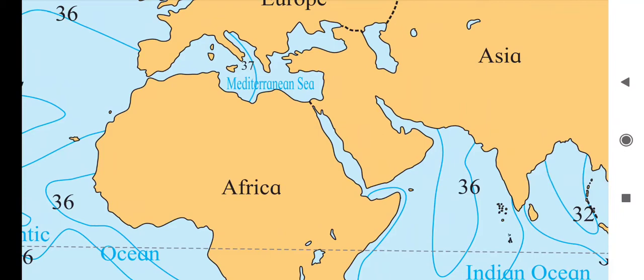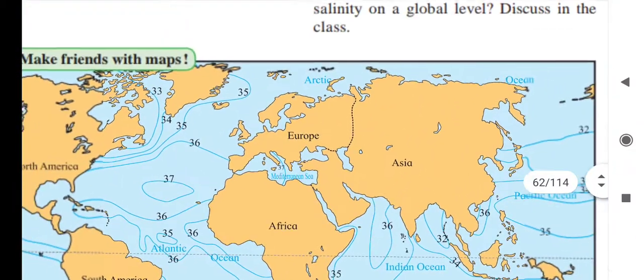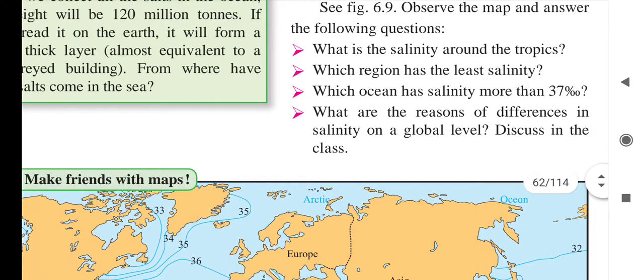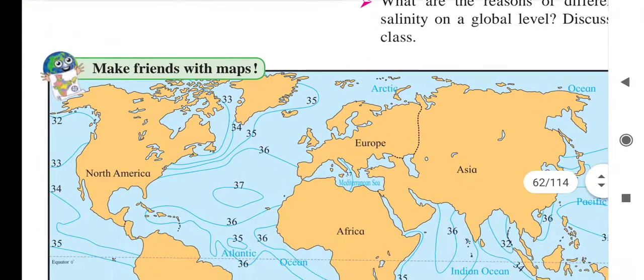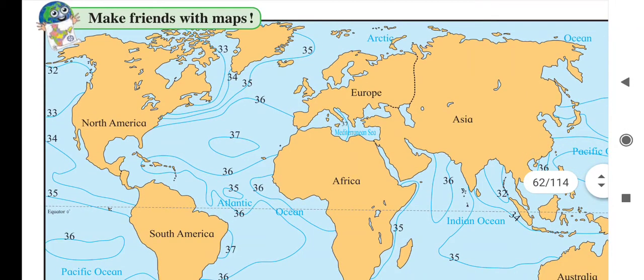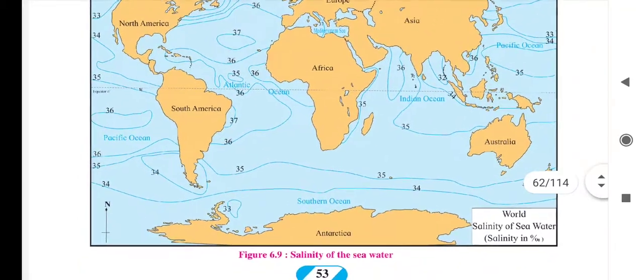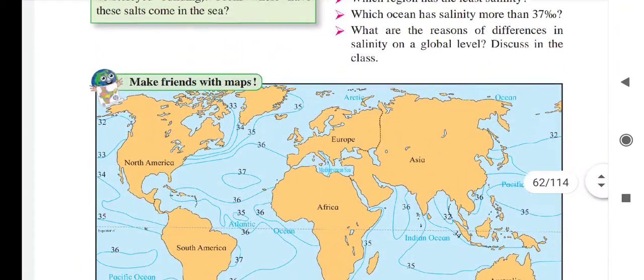Today we are going to study the second part of the sixth chapter, that is properties of seawater. In our earlier session, we saw what the properties of seawater are. Today we are going to observe map 6.9 and answer the questions. Here a world map is given, showing the salinity of the seawater.